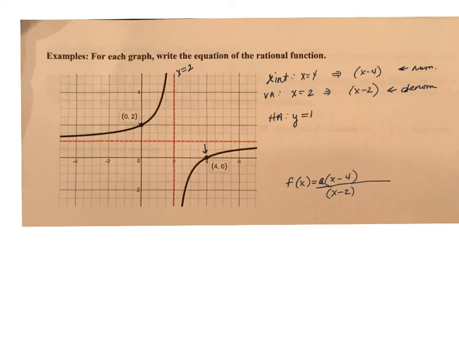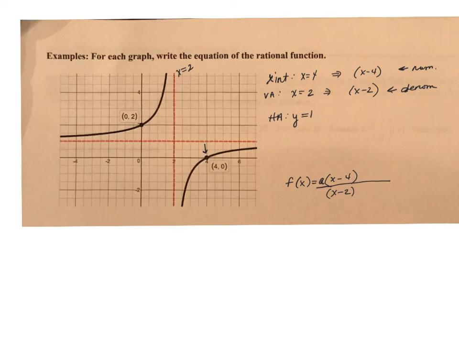So in order to get a horizontal asymptote of any value other than 0, it'll be 0 if it's bottom heavy. It'll be the ratio of the leading coefficients if the degree of the numerator equals the degree of the denominator, okay? And if it's top heavy, there's no horizontal asymptote.